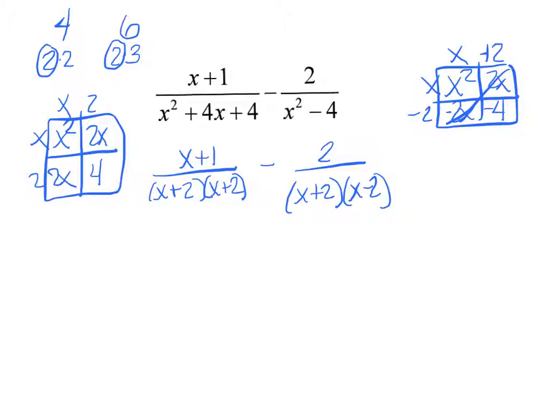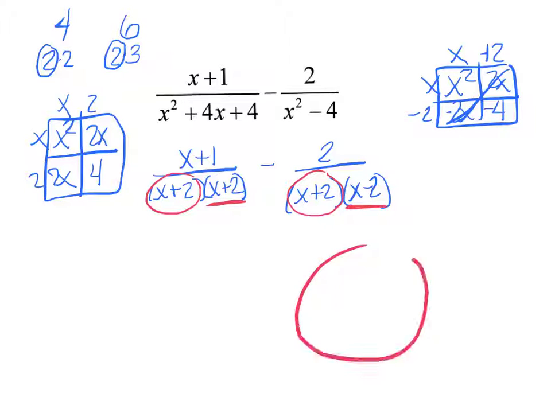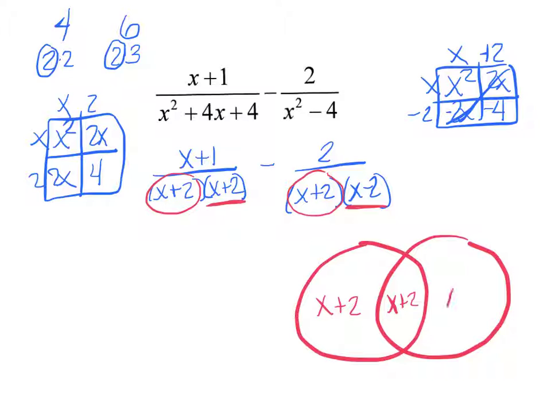So just like the 4 and the 6, they have something in common. They both have an x plus 2. The thing is, this one has an extra x plus 2 and this one has an extra x minus 2. So if we were to look at the Venn diagram on this, they both have an x plus 2, this one has an extra x plus 2, this one has an extra x minus 2. So your common denominator is you're going to have two x plus 2's and then an x minus 2.